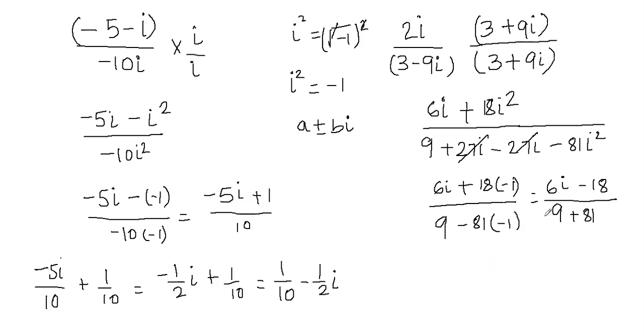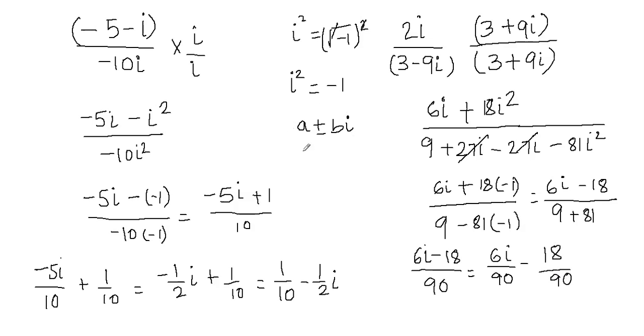So now what we're going to do is we're going to simplify this more. This will be 6i minus 18 over 9 plus 81, which is going to be 90. And we can divide both the numbers by 90. So this is going to be 6i over 90 minus 18 over 90.